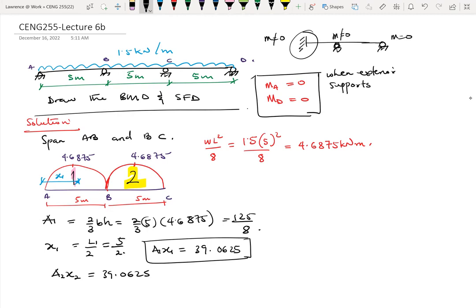If you're looking at the internal support, right? Let me just take this off so that it doesn't create confusion. So when exterior supports are pinned or roller, the moment is 0 at least.